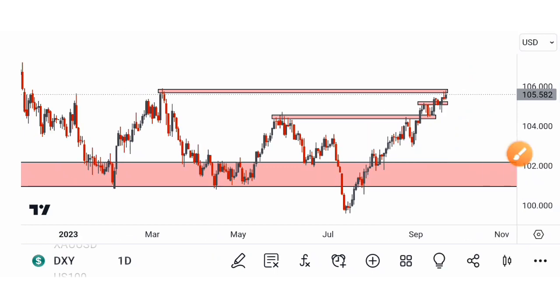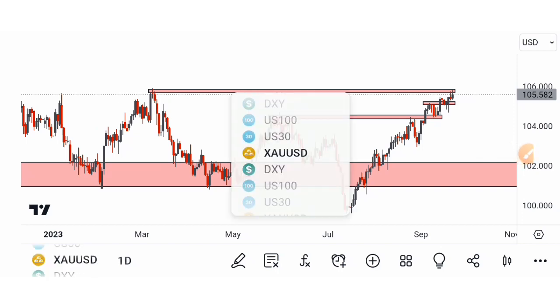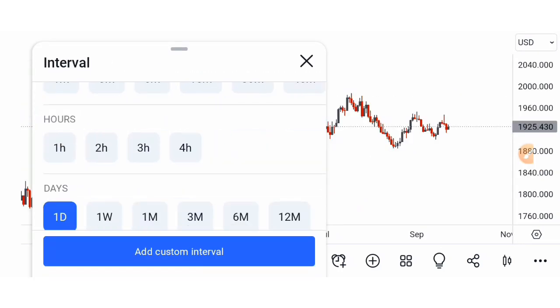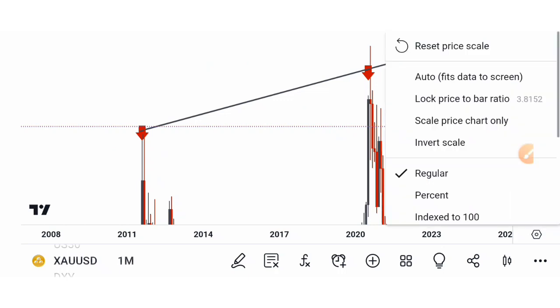But that's all I have for the week that is coming. There's nothing more, there's nothing less on the dollar index. Moving on to gold, the pair that I trade, I specifically trade this instrument, and I want to walk you guys through the trades that I took last week. But let's start with the analysis.